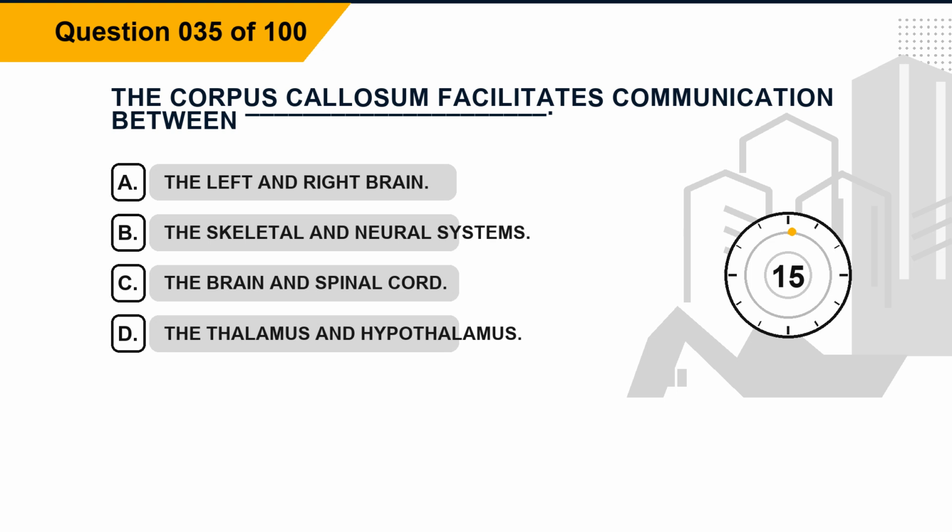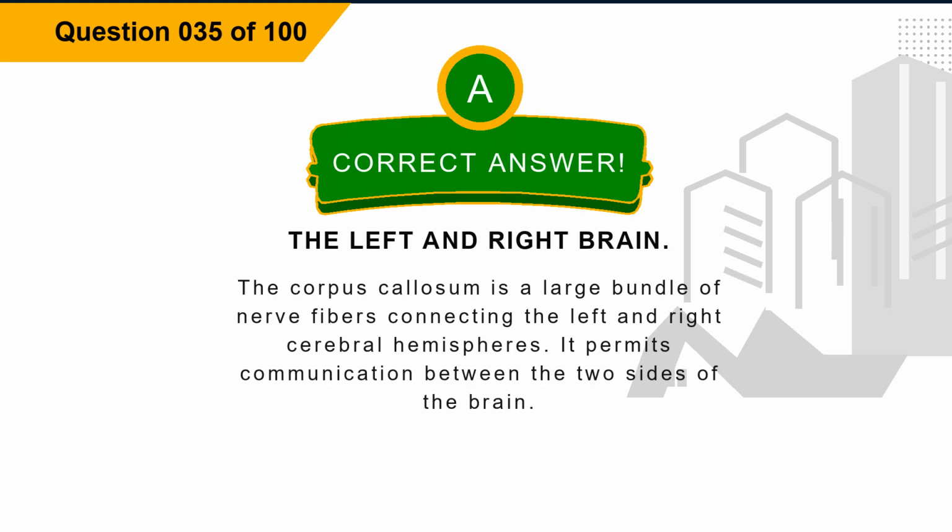Question 35. The corpus callosum facilitates communication between blank. Option A, the left and right brain. Option B, the skeletal and neural systems. Option C, the brain and spinal cord. Option D, the thalamus and hypothalamus. The correct answer is option A, the left and right brain. Explanation. The corpus callosum is a large bundle of nerve fibers connecting the left and right cerebral hemispheres. It permits communication between the two sides of the brain.